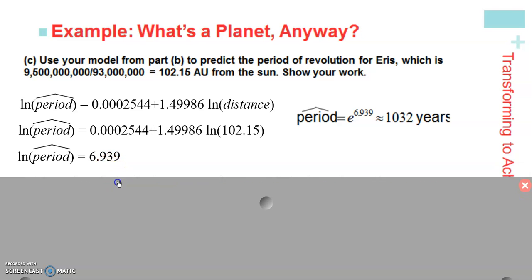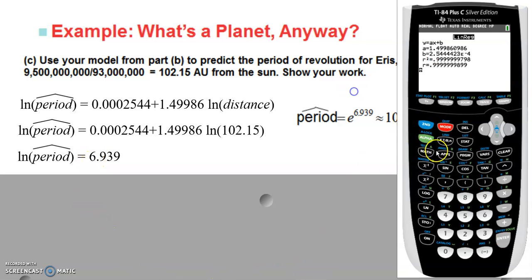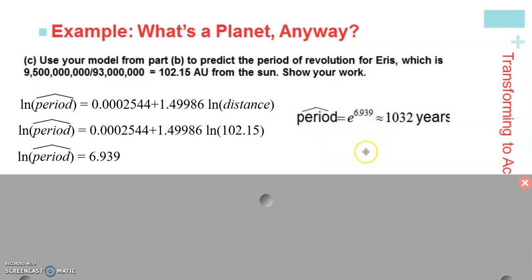So that's not my final answer. I need to then solve this for period by doing, let's see, I can go second ln to get e to the power of 6.939. And so there's my prediction right there. The predicted period is about 1,032 years. All right.